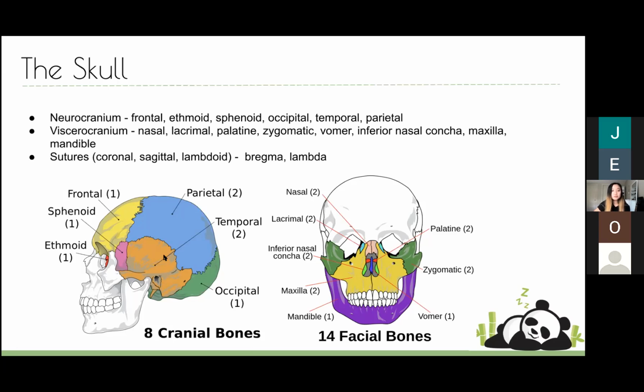You've got a couple of sutures where these things join. So you've got your coronal suture at the front, like this, your sagittal suture going down midway, and then your lambdoid suture at the back. And where these sutures join, you have your bregma at the front and your lambda at the back.